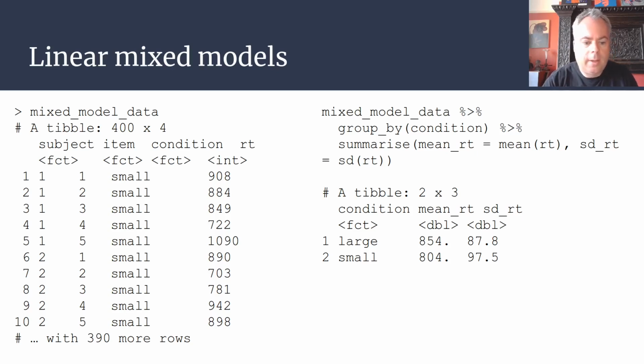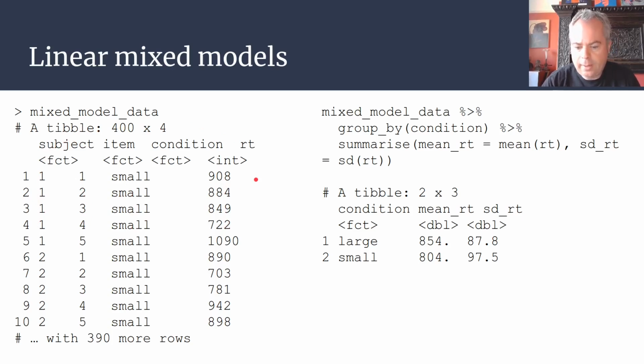So let's look at a specific example then. This is the case where we had participants looking at images that were visually large or visually small, and we measured their reaction time. So we've got 400 different observations, and we've got 4 columns in our data: subject, item, condition, and reaction time. So we've got our participants listed, items listed, condition listed, and a reaction time listed.